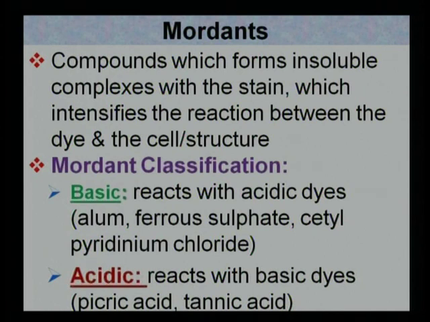Now, on the basis of the acidic or basic conditions, mordants are classified either as acidic, because they react with the basic dyes, and basic mordants, which react with the acidic dyes. Examples of basic mordants are alum, ferrous sulphate, cetyl pyridinium chloride, while acidic mordants include picric acid and tannic acid.